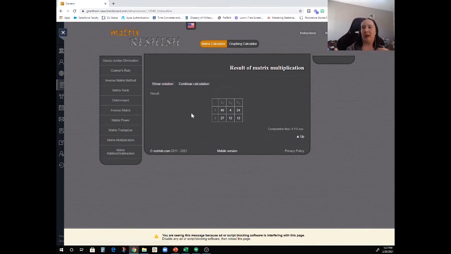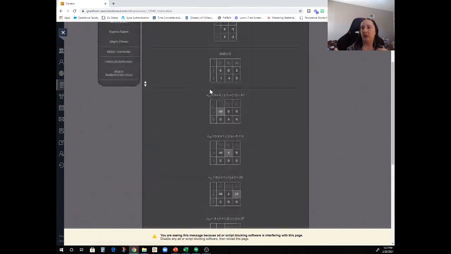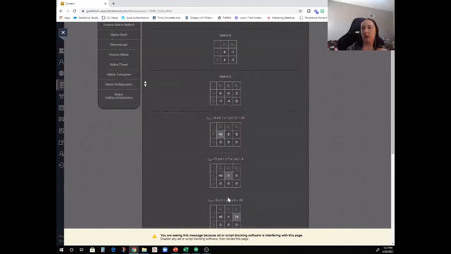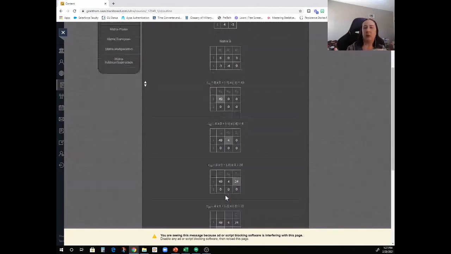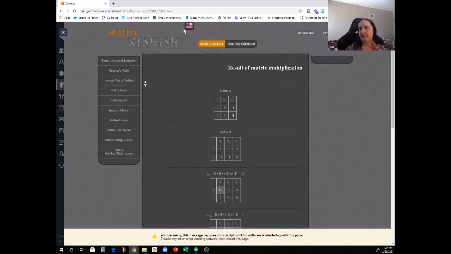So you can use this to check your work. And then what's really nice is it does have a show solution. So they're showing you what they're multiplying, and it basically matches exactly what we did and how they got each number. So you can use that to double check and see where did I go wrong, what number did I plug in.